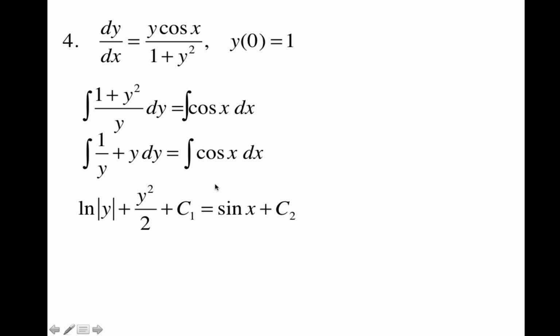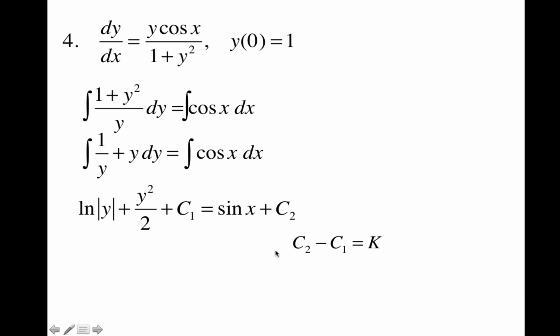I'm going to start off by cross multiplying and then dividing by y to get all the y's on one side, and then multiplying by dx. So now I'm going to go ahead and integrate. In order to integrate the left-hand side, I have a single term on the bottom, so I can split it up into two fractions to get 1 over y plus y dy. And now I can go ahead and integrate. Antiderivative of 1 over y is the natural log of the absolute value of y. Antiderivative of y is y squared over 2, plus my constant. And antiderivative of cosine is sine.